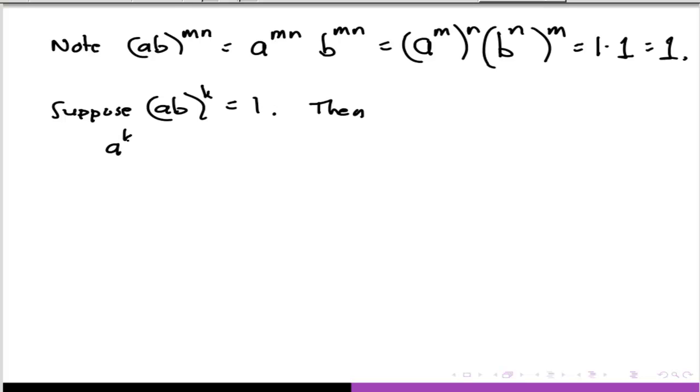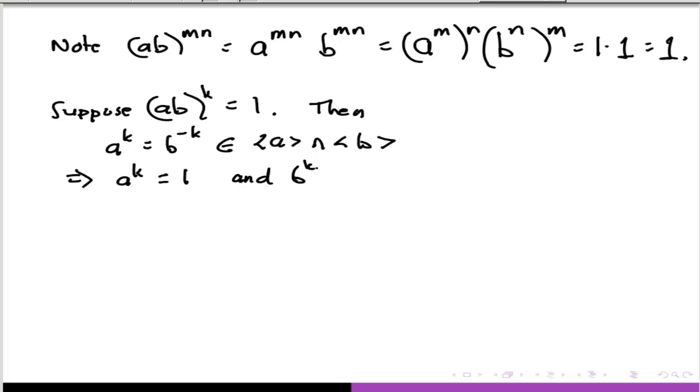Well, then A to the k is B to the minus k, but this is an element of A intersect B. It's a power of A and it's a power of B, which means that A to the k is 1 and B to the k is 1 by the first observation we made. Since A and B have relatively prime orders, this intersection is a trivial intersection.